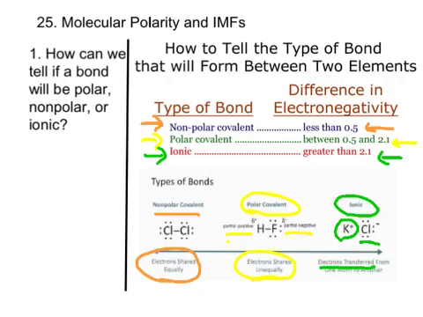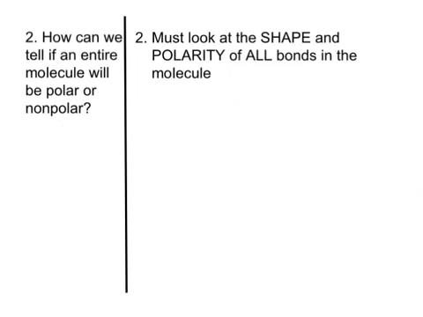Now we're going to apply this to figure out how we can tell if an entire molecule will be polar or nonpolar. All right, so to answer the second question of how we can tell if an entire molecule will be polar or nonpolar, we must look at the shape and polarity of all the bonds in the molecule. So that's why we had to learn about shape. That's why we had to learn about the bond polarity between two atoms, because we're going to put these two things together to figure out if an entire molecule will be polar or nonpolar.